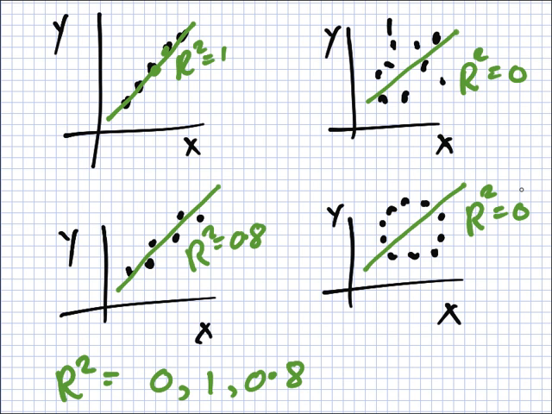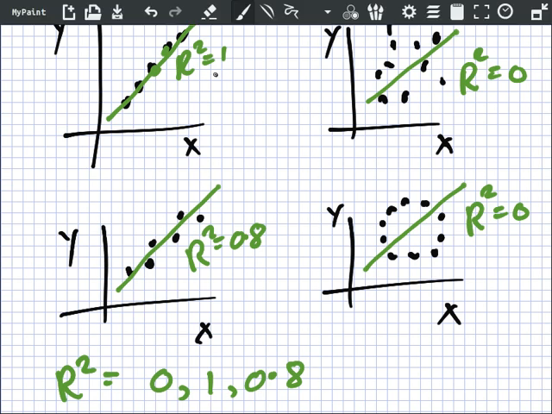How did you know, like, that it is 0 and 0.8? It's just a judgment. 1 represents a perfect fit, and 0, you know, it's only a judgment. Also, if you like, you can express R squared as a percentage. So you could say this is 100%, 0%, 80%, and 0%.